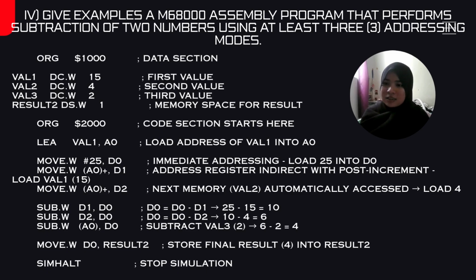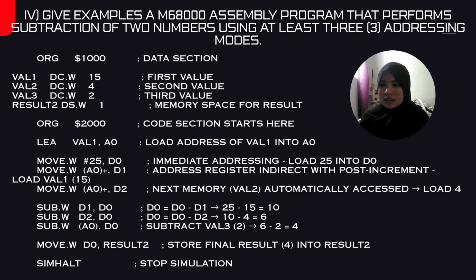Okay, next is the instruction sub.w A0 D0. Okay, this is using the address register indirect mode. It takes the value that A0 is pointing to, val 3 equal to 2, and subtracts it from D0. So D0 is equal to 6 minus 2 equal to 4.